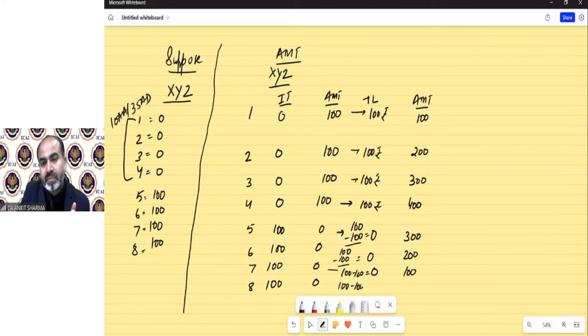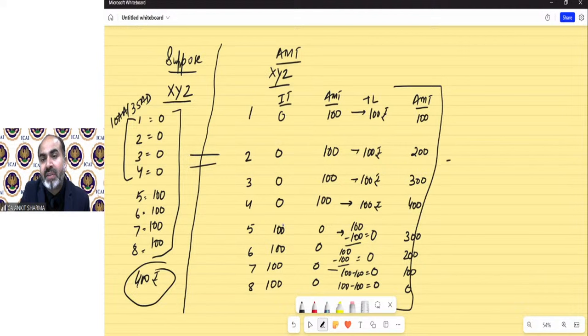Now you can see in both scenarios, when there was no AMT, the total tax liability of 8 years is 400 rupees, which you need to pay in cash. And even after AMT, you can see the total tax liability to pay is again 400 rupees.